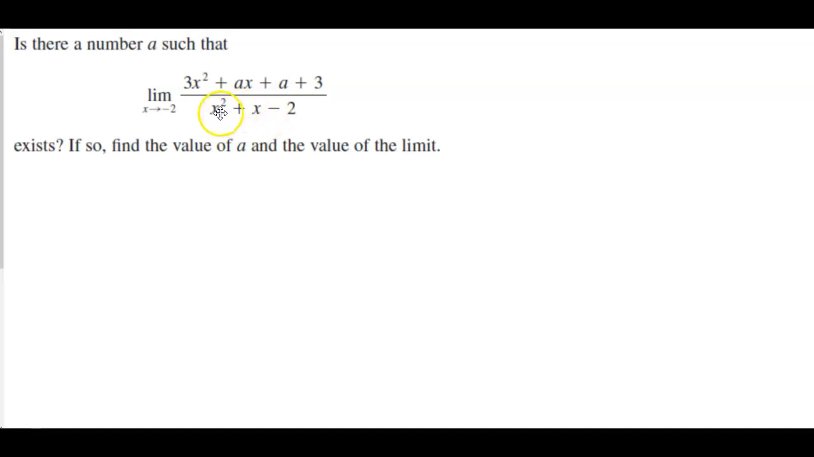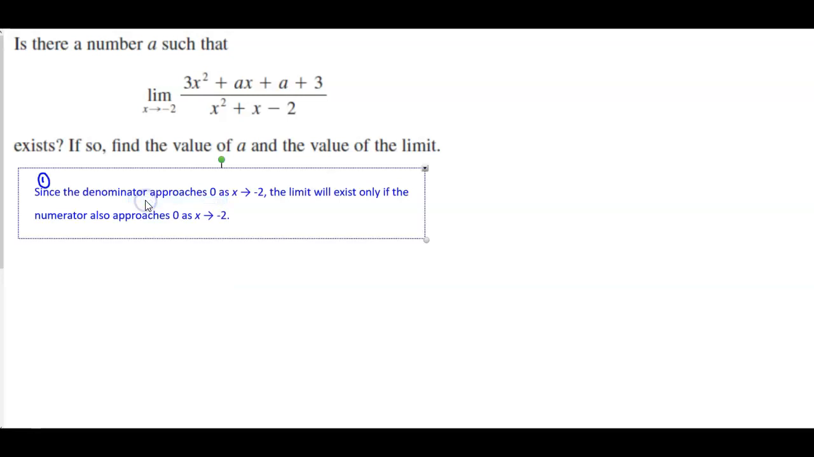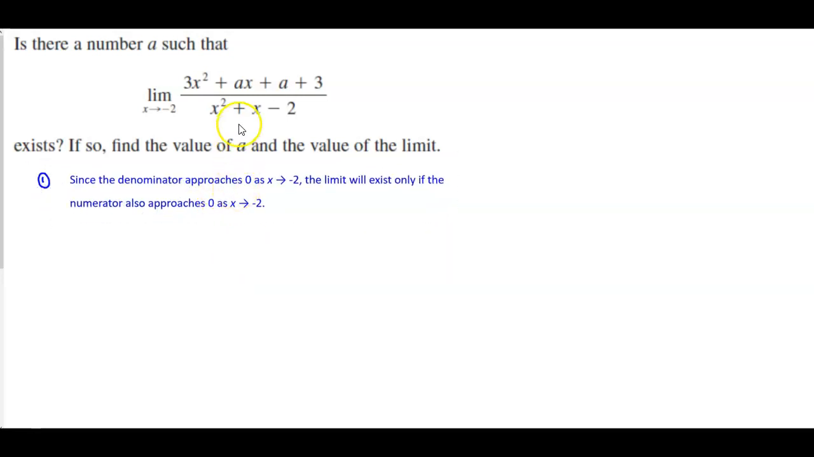Since the denominator approaches 0 as x is approaching negative 2, we need to make sure the numerator also approaches 0 as x is approaching negative 2. So let's go ahead and write that out. Again, since the denominator approaches 0 as x approaches negative 2, the limit will exist only if the numerator also approaches 0 as x approaches negative 2.